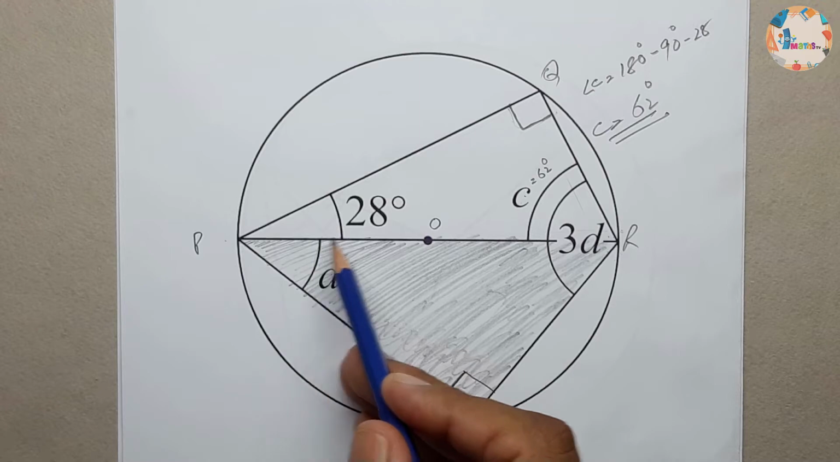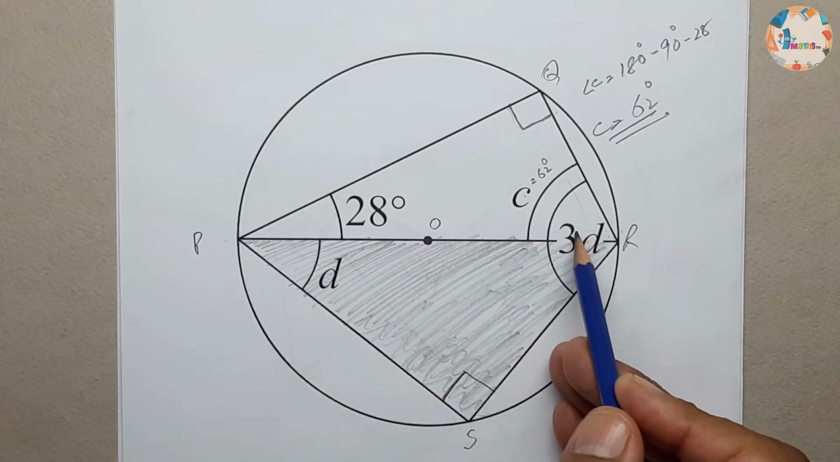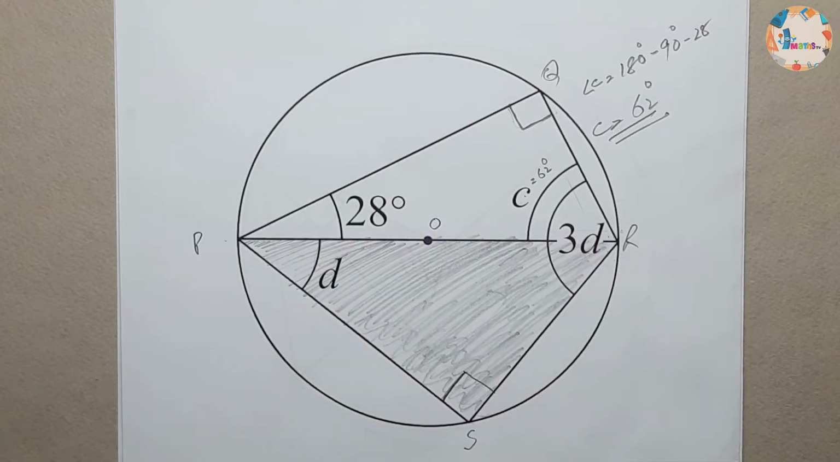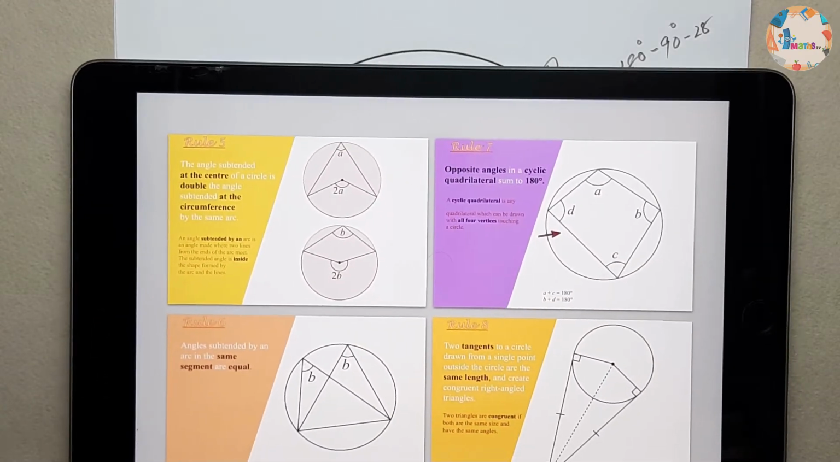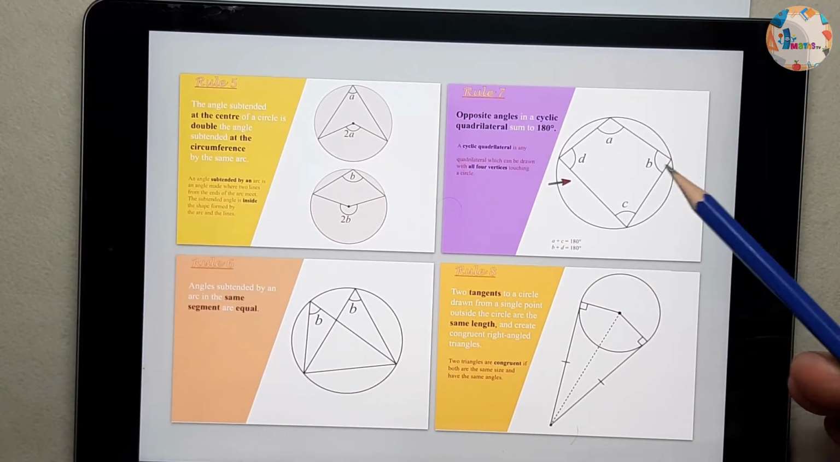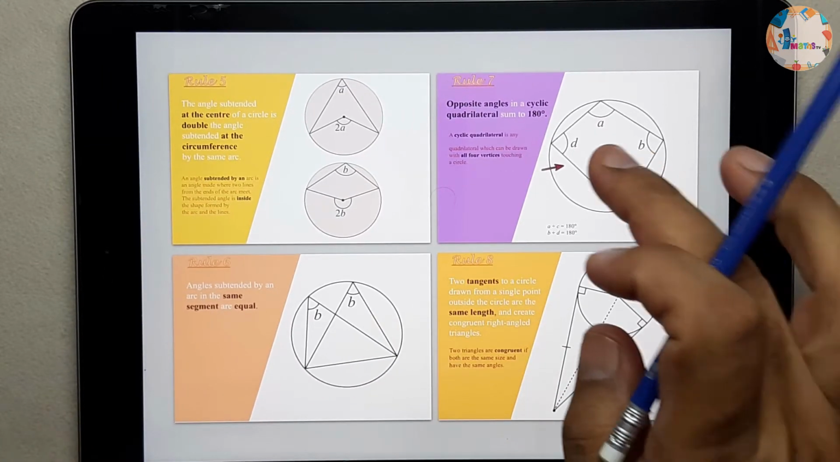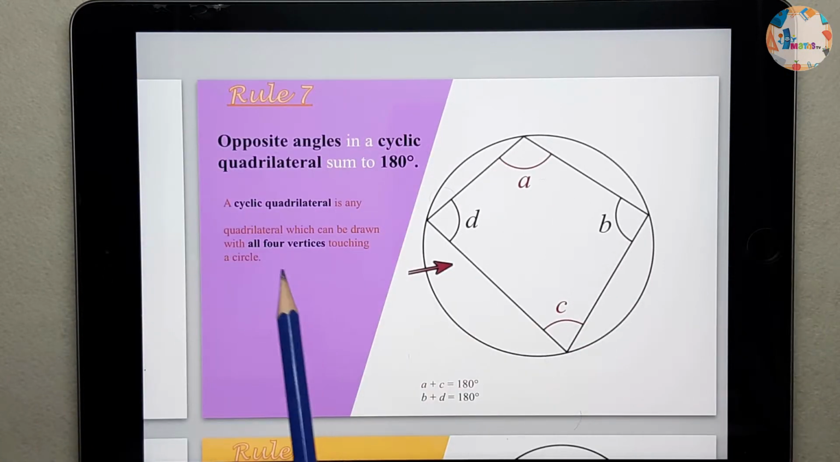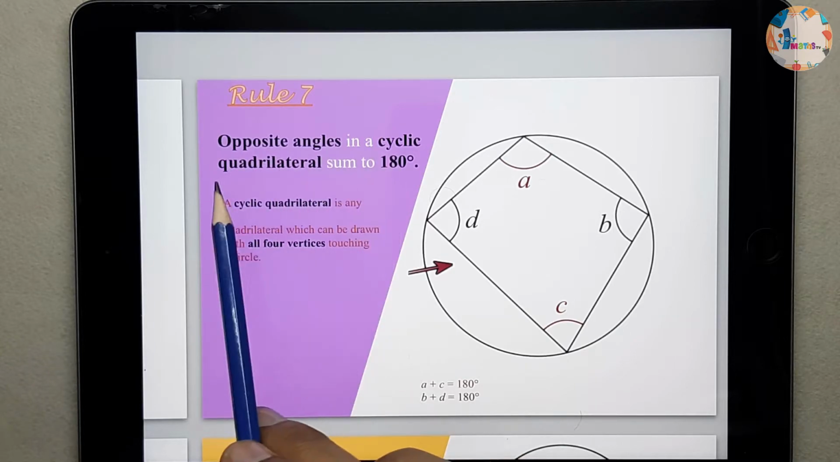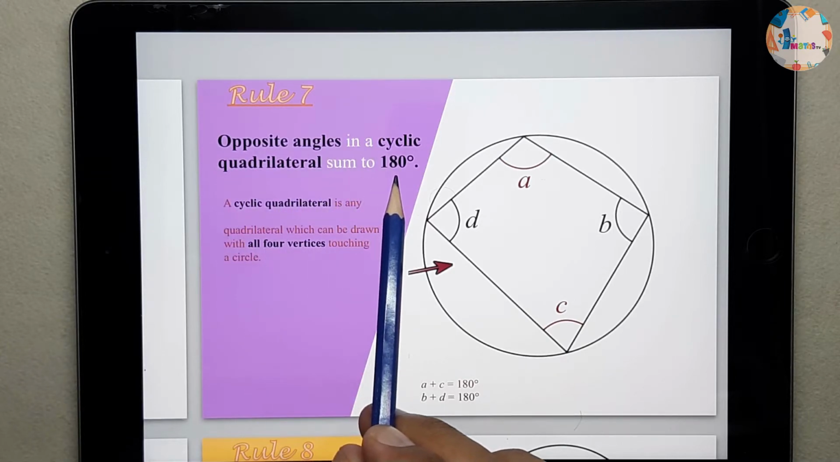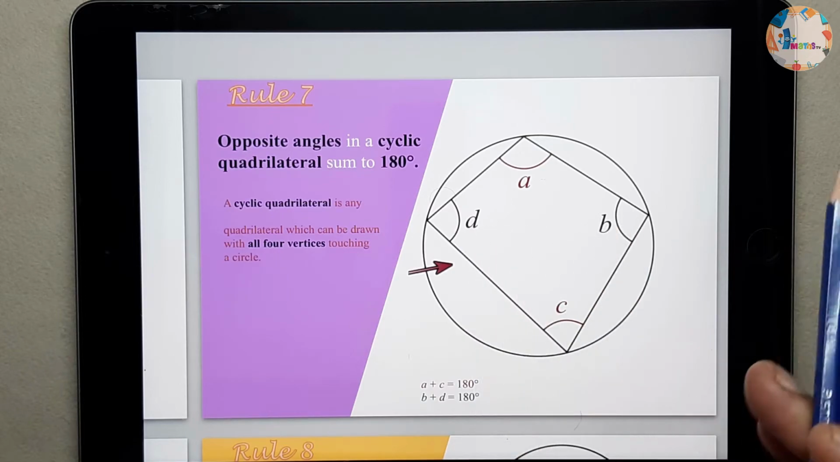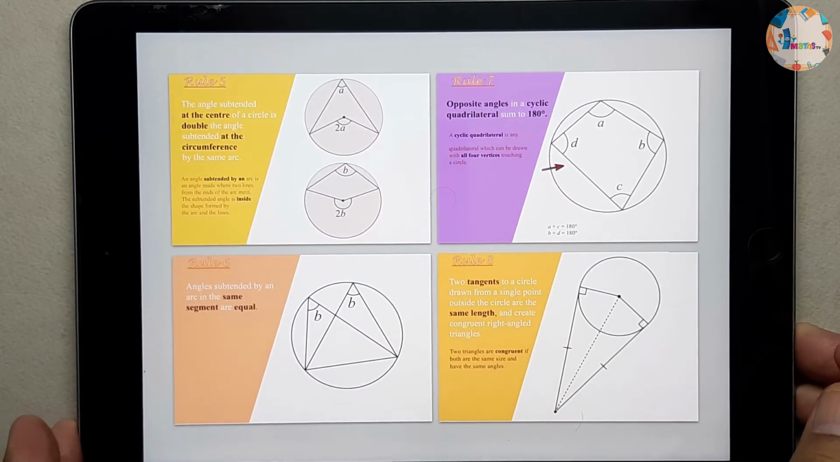So opposite angles will be adding up to 180 degrees. That is by this rule number 7. Opposite angles in a cyclic quadrilateral sum to 180 degrees. So these two will be adding up to 180 degrees.